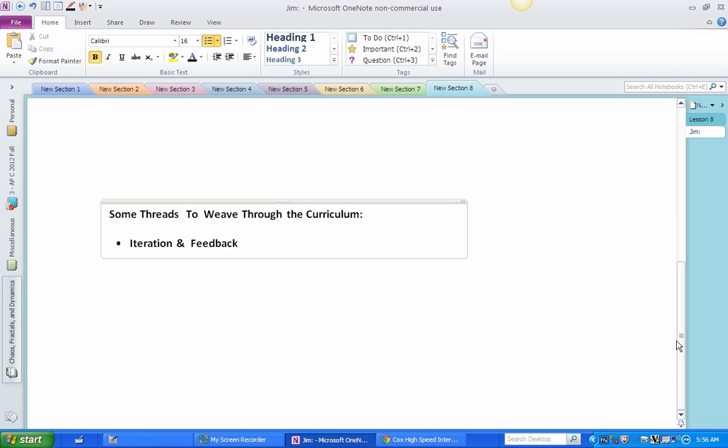Well, the most obvious missing link in computer education is we don't pay much attention to iteration and feedback at any level. Whereas I think this is perhaps one of the most important topics we could deal with in mathematics and science.